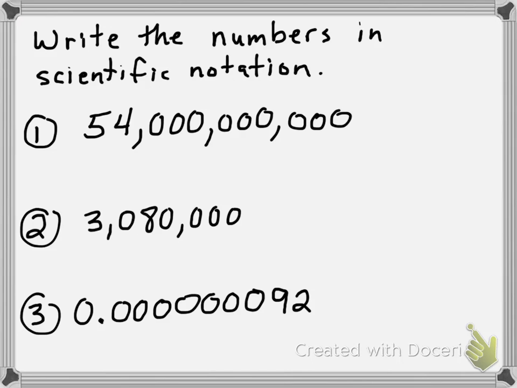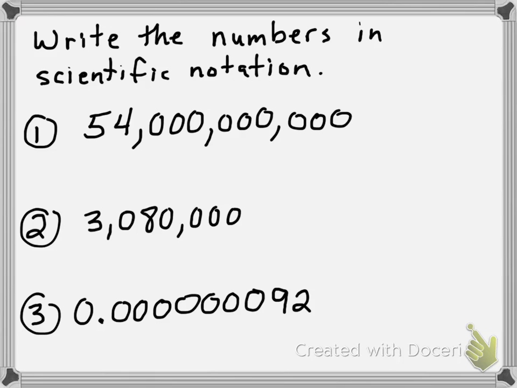Alright, so we've got 3 numbers here. We've got 54 billion, we've got 3,080,000, and we've got 0.00000092. You need to write these all in scientific notation.